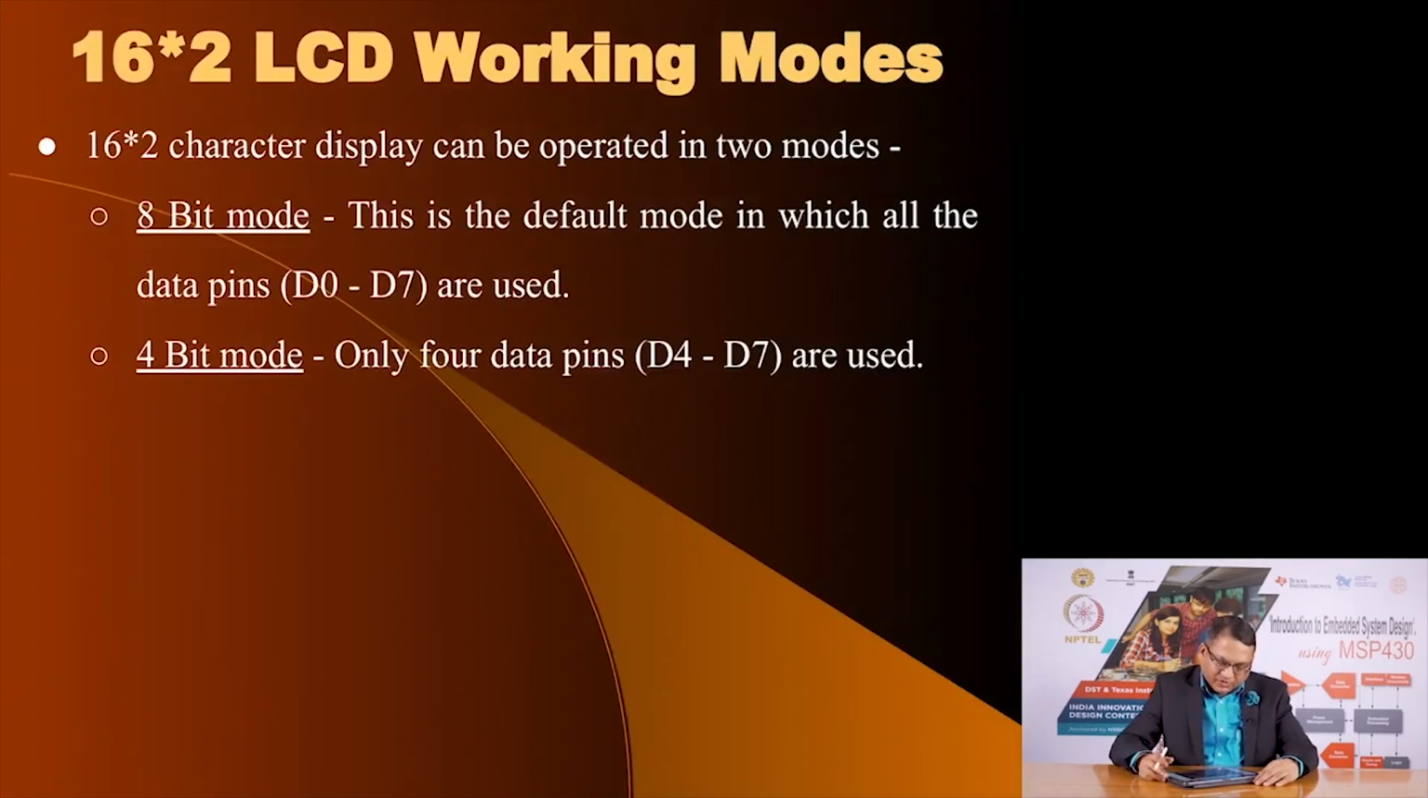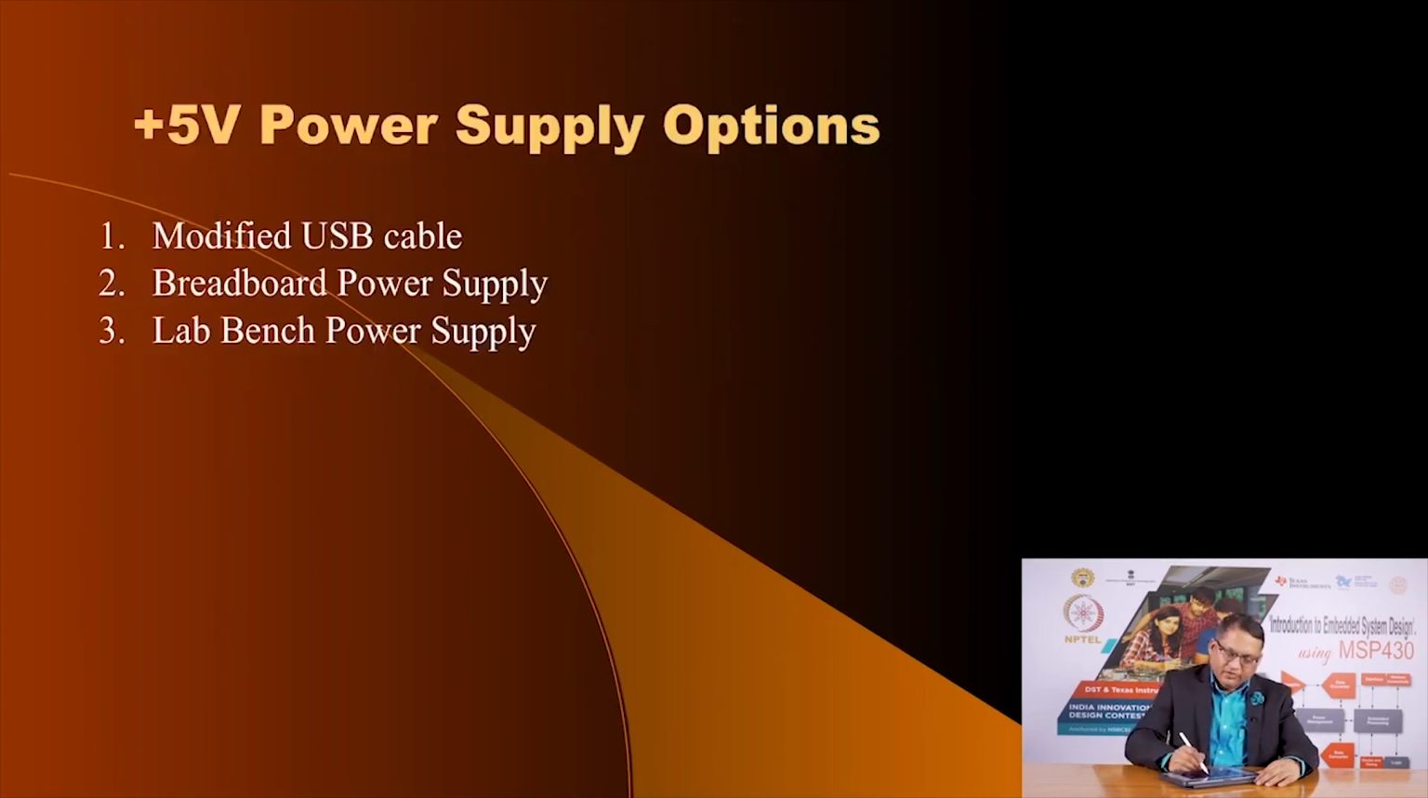Now, one of the problems with the LCD 16x2 or any other character LCD is that it works at 5 volts. Here it works at 5 volts, and so we have this issue that our MSP430 lunchbox operates at 3.3 volts, but the LCD works at 5 volts. Now, how do you provide 5 volts?